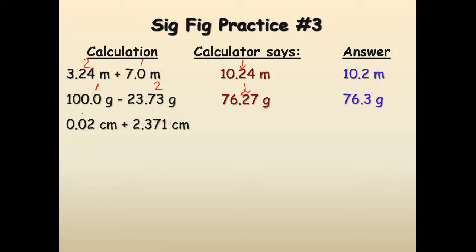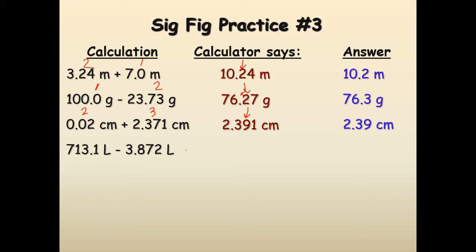Okay, 0.02 has 2. 2.371 has 3. Do the math. The fewest number of decimal places was 2, so I can only have 2 decimal places. Here's my second decimal place. That number is less than 5, so it's going to stay at 9, so 2.39.